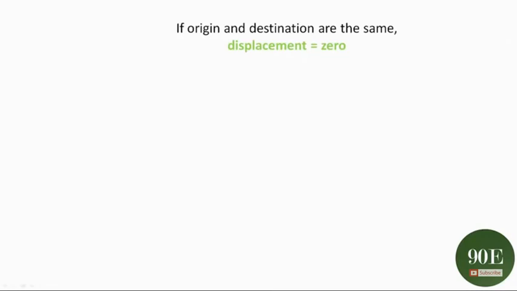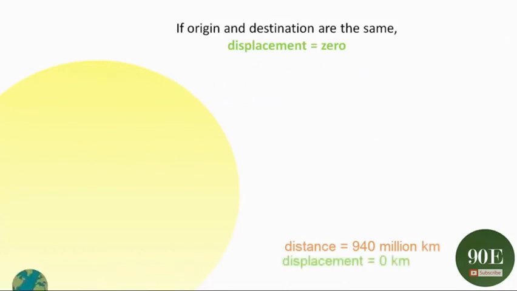If you begin and end at the same place, or if your origin and your destination are the same, your total displacement is going to be 0. Example we have here is the Earth revolving around the sun. In 1.25 years, it travels a distance of 940 million kilometers, but the total displacement is going to be 0.